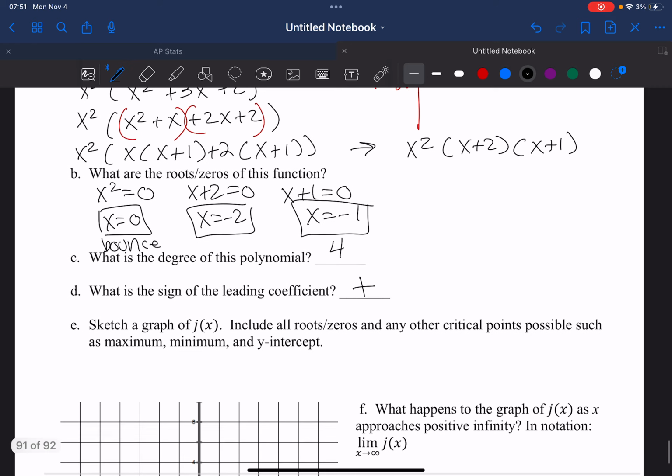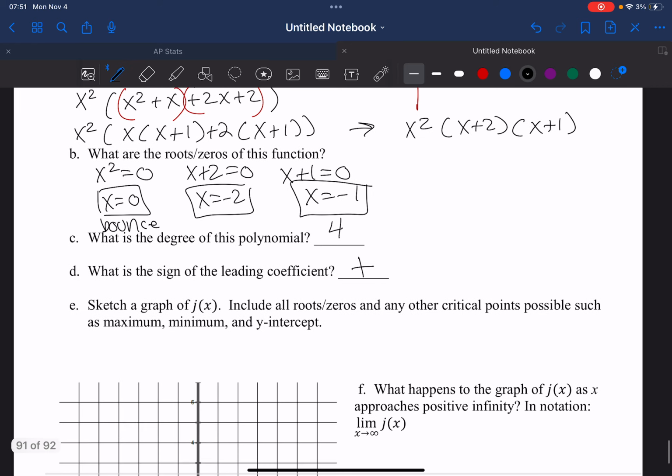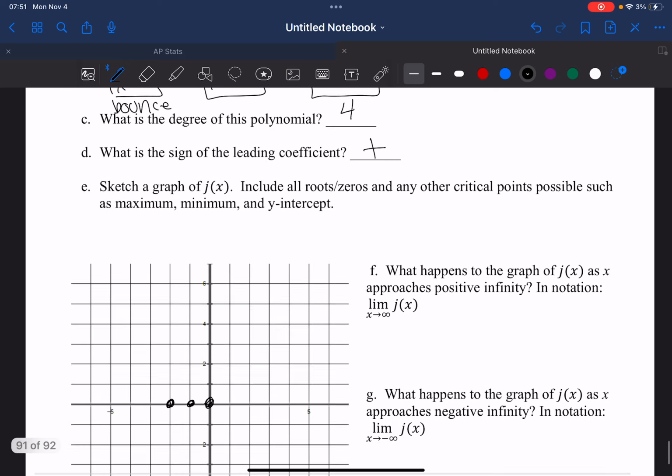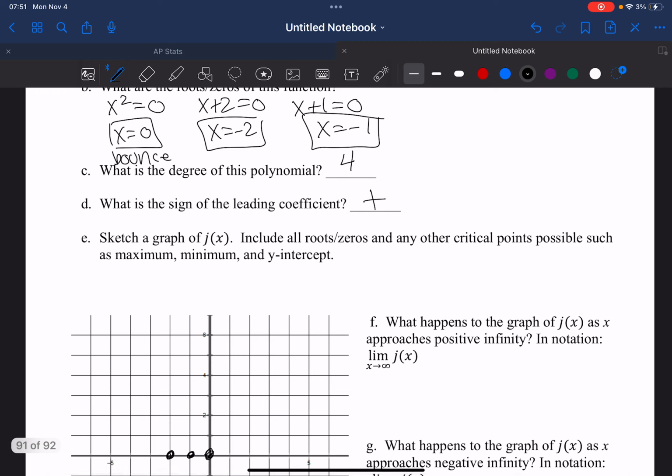Okay, so now I'm going to sketch the graph. So I'm going to be plotting the points 0, -2, and -1. So here's 0, -2, -1. And then remember, I'm bouncing off of the 0.